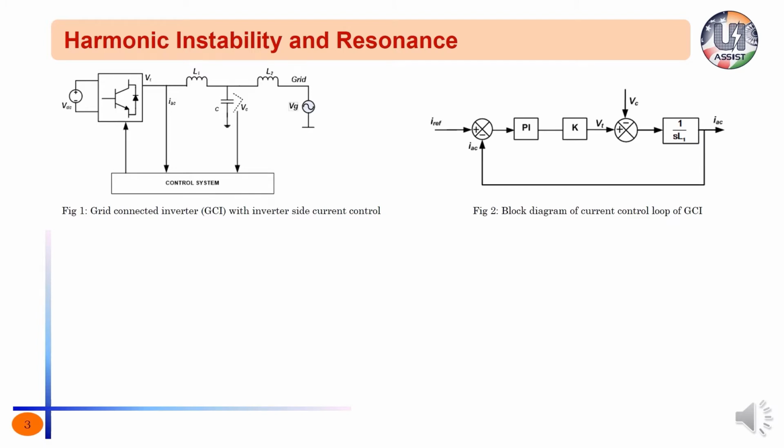Considering that inverter is controlled in a DQ frame, the block diagram of inverter along with its current control loop is shown in figure 2. Here PI is the PI controller. K is the combination of two components. One is a pulse width modulator gain and the other is digital time delay, which has to be taken into account when the control loop is implemented in digital platform.